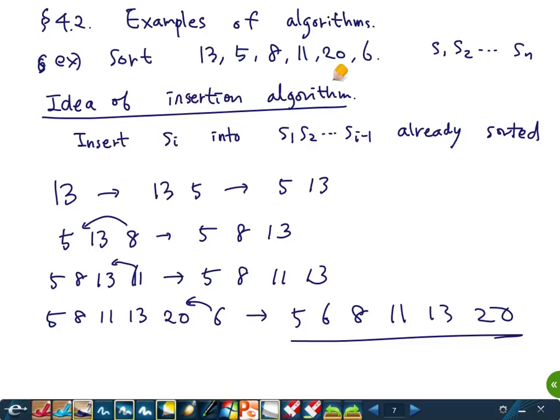We are going to write down a pseudocode that does this kind of step. Okay? But this is the idea. The idea is quite simple. Everyone knows how to do this. But the problem is, can you write down the pseudocode so that a computer can understand? So, algorithm insertion sort.